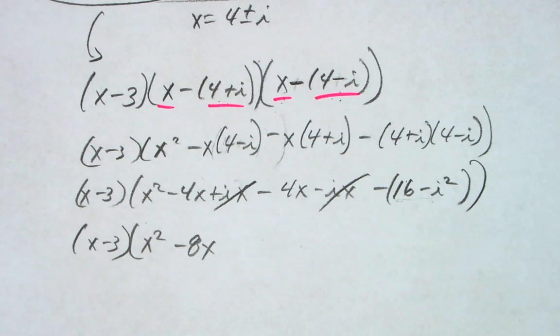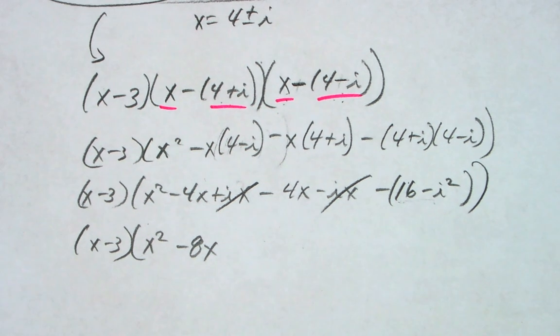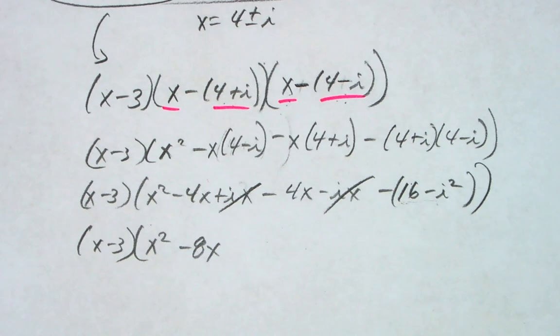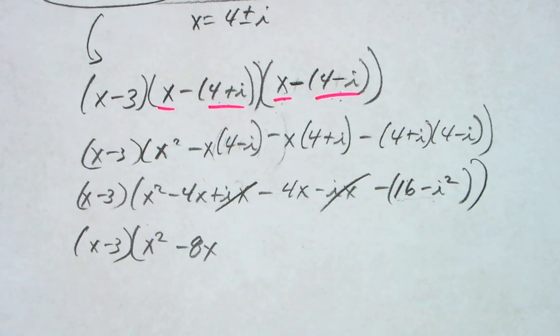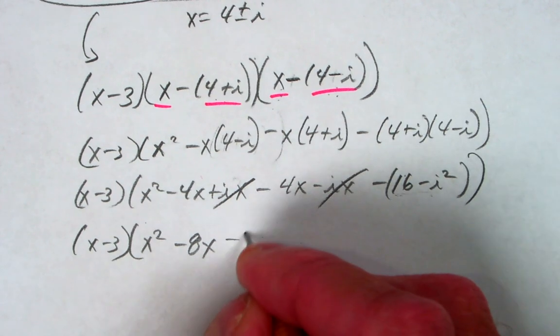Good. Minus 16i squared. Minus i squared. Minus 15. Oh, wait. No, it's minus 17. Minus 17. Do the minus.